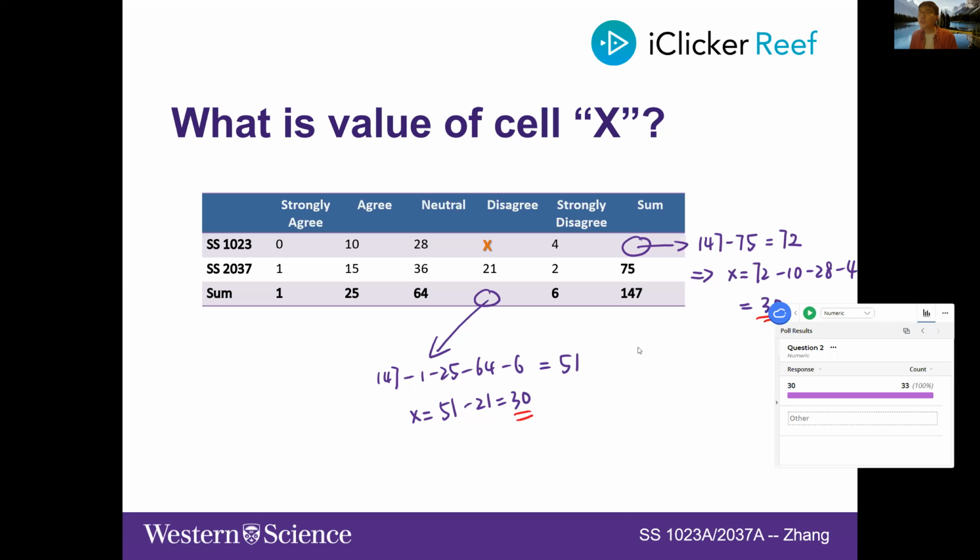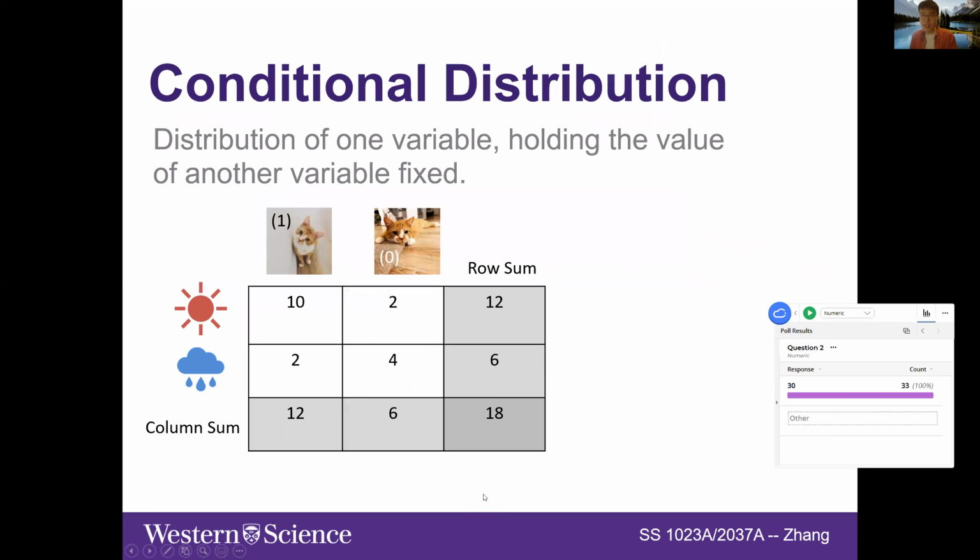So after talking about the two-way table, so far for the marginal distribution, we only focus on one single variable, right? Now let's look one step further, in which case we are going to look at both variables simultaneously. When we try to take the other variable into account, we usually introduce the so-called conditional distribution. Conditional distribution is basically the distribution of one variable holding the value of the other variable fixed.